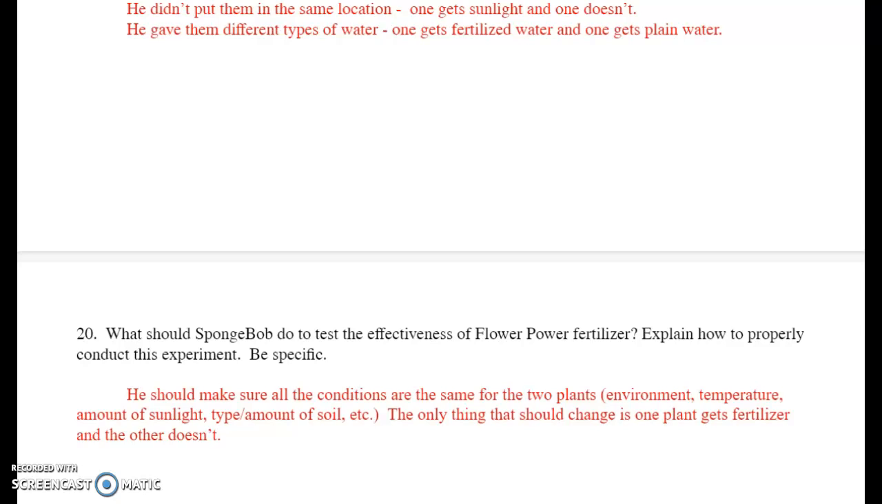Okay, so hopefully by me talking through this, it helped you better understand the scientific method, and I will also post the answer key as well.